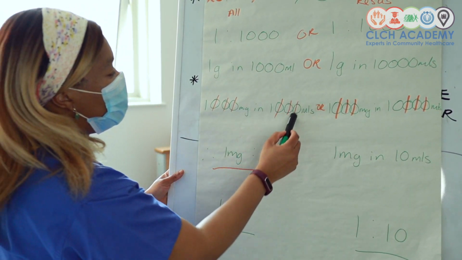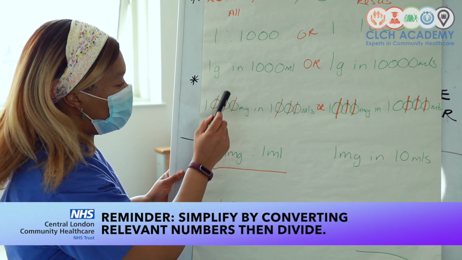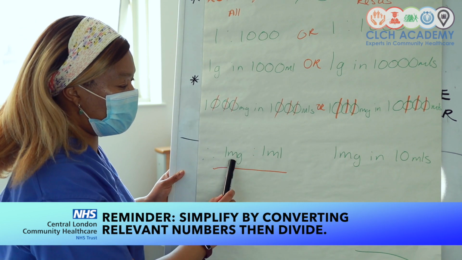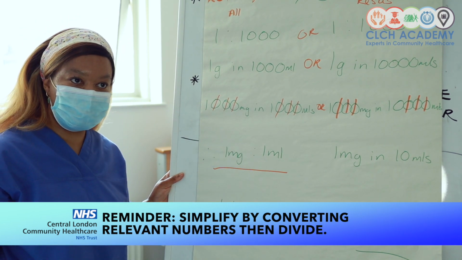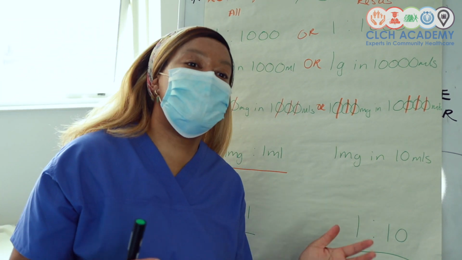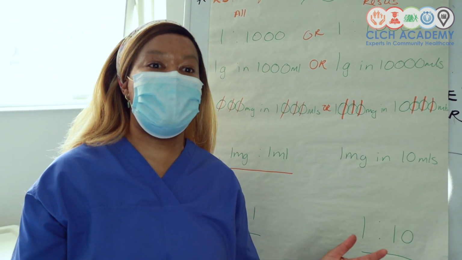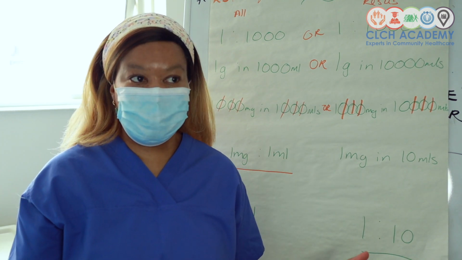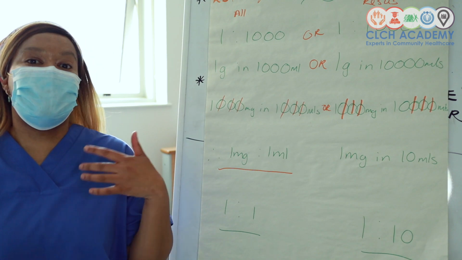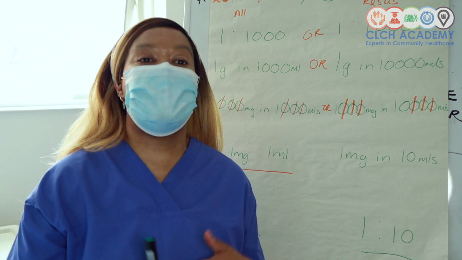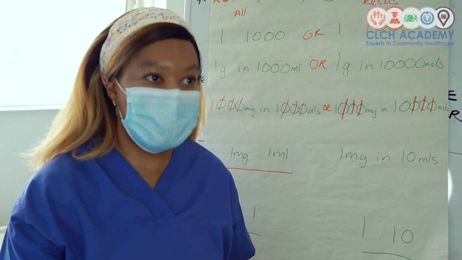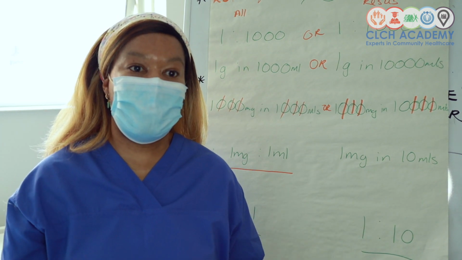Now, if you cross off 3 noughts on this side and 3 noughts off on this side, then a milligram for your 1 in 1,000 strength is equivalent to a mil. So typically, in your anaphylactic kit, you would always get a milligram in a mil of adrenaline. And based on what you would give in a community setting, in the initial first phase of anaphylaxis, you would give 0.5 milligrams, which would be equivalent to 0.5 mils, because it's essentially a 1:1 ratio.